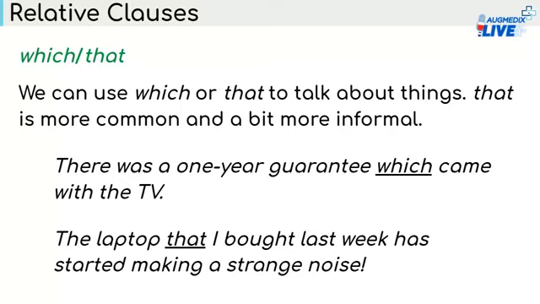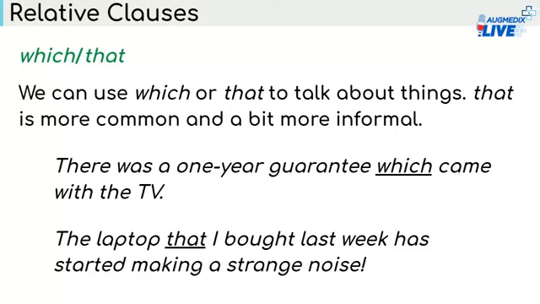Okay? So here, in the first example, you're talking about a guarantee. Now, you haven't mentioned which particular guarantee this is that you're talking about. So what you do is you add a relative clause to explain better or to mention an important piece of information, and you do so with the help of the relative pronoun which. So there was a 1-year guarantee which came with the TV.